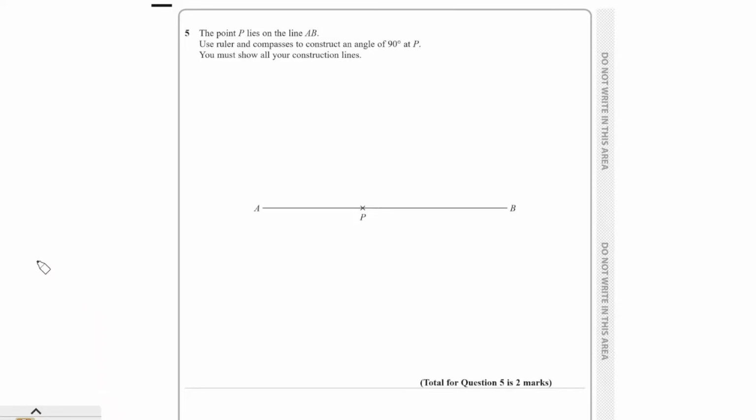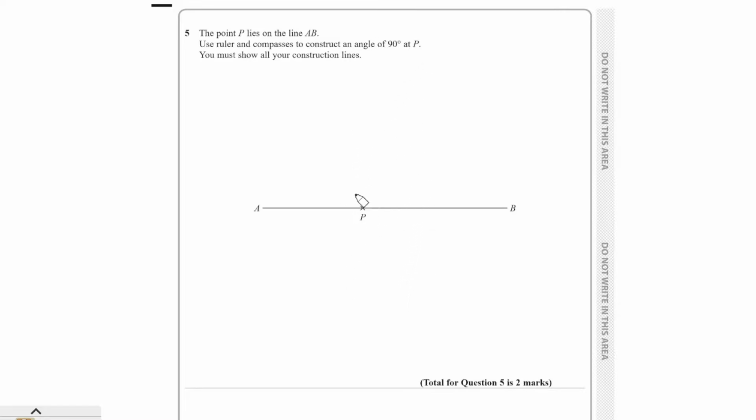Okay, question 5, we've got some construction here. The point P lies on the line AB. Use ruler and compasses to construct an angle of 90 degrees at P. You must show all your construction lines, so don't rub anything out. Okay, so use a ruler and get your compass. Now, I don't have a compass on here digitally, so I'll try my best to demonstrate it to you. It's effectively a perpendicular bisector, because 90 degrees is perpendicular, isn't it?